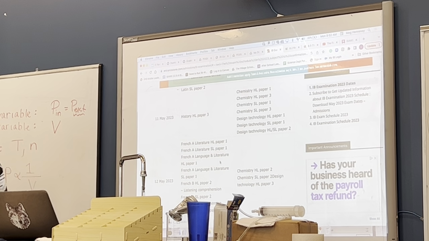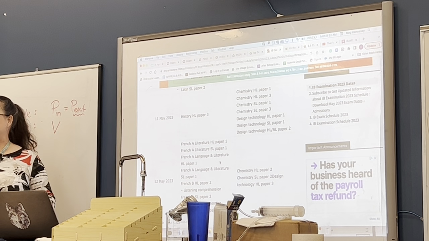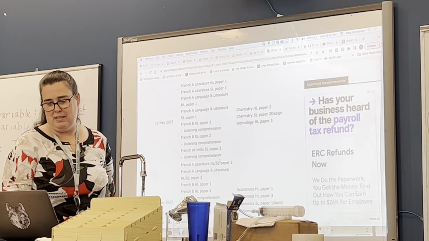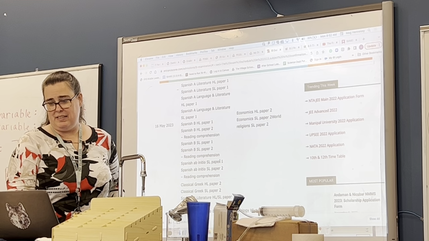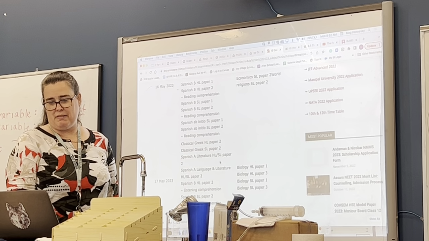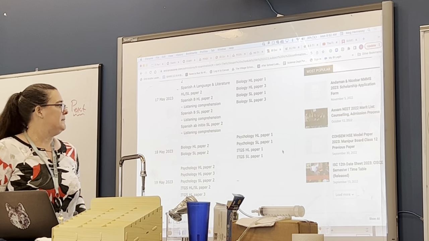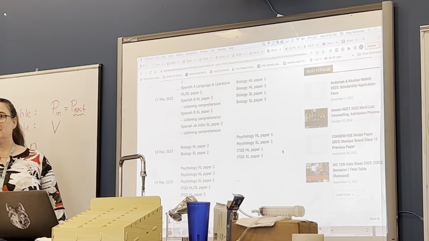Wait, what? Is this a village schedule? No, this is not the one I wanted, but it is the real schedule. I have one that looks official. This is just what I Googled up. I wrote the original. French and econ are on a day. Spanish and econ are on a day. Spanish and biology, biology and psychology. Oh my God. So bio paper 2, psychology paper 1.